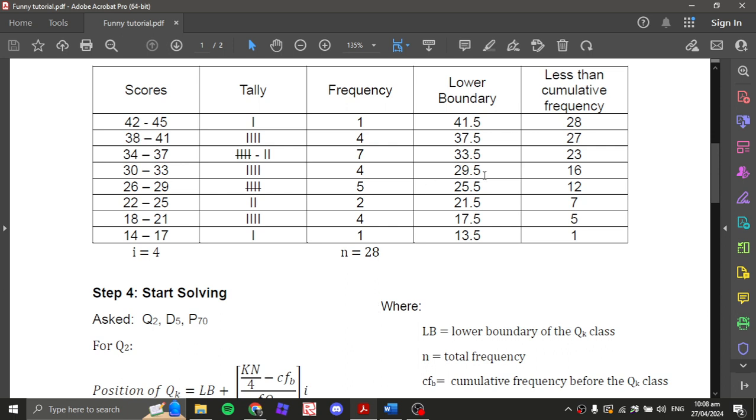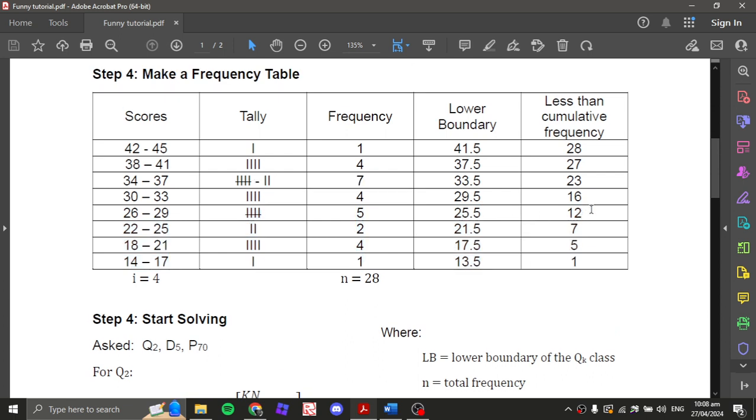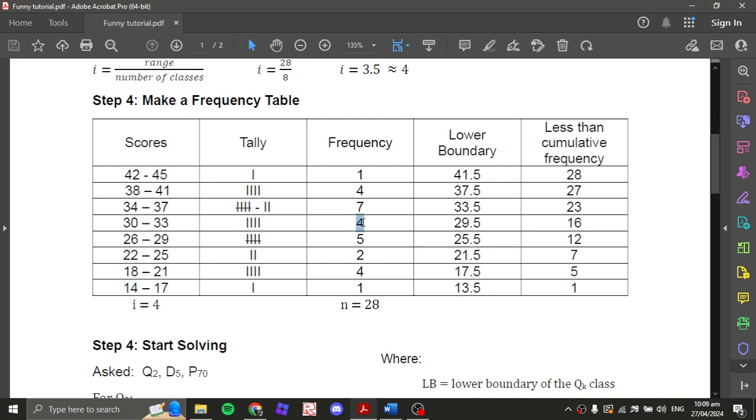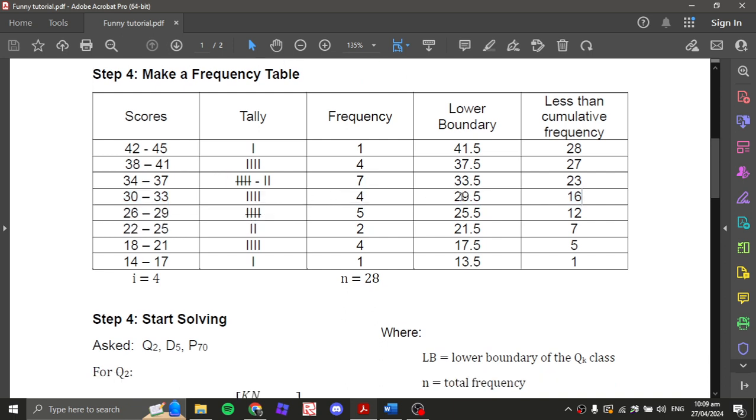Now, where is the class that we identify for 14? It's not here. It should be here, right? Because 14 is found here. For 30 to 33, there are 4 numbers found here, and so the less than cumulative frequency is added up to 13, 14, 15, 16. So this is your class, 30 to 33. The frequency is 4, the lower boundary is 29.5, and the less than cumulative frequency is 16.